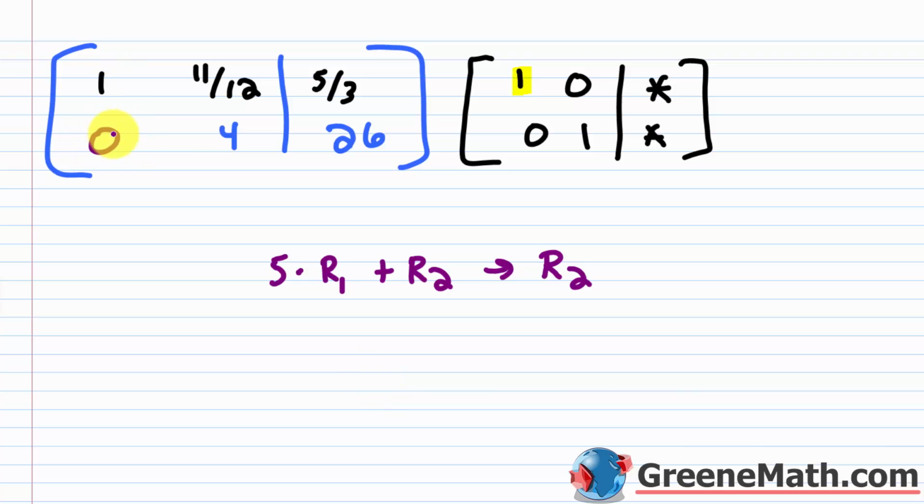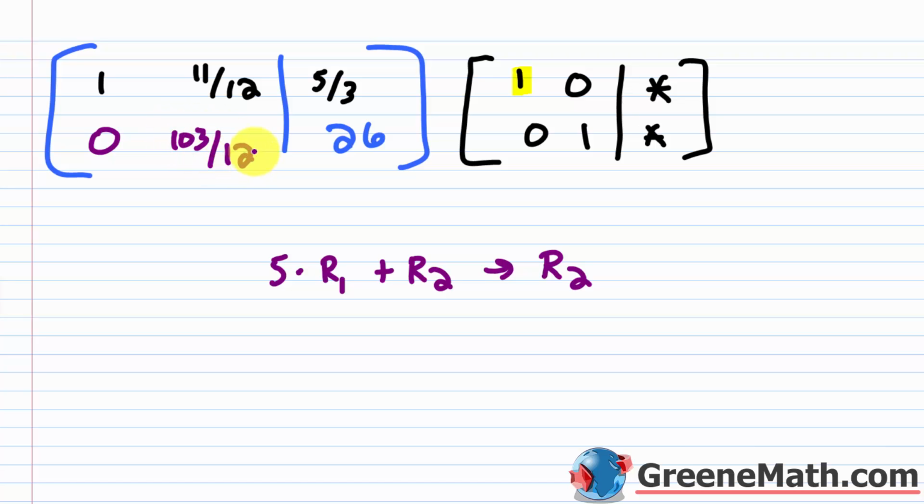Okay. And then 11 twelfths times 5, we know this would be what? This would be 55 twelfths. And then plus 4. To get a common denominator, I'd say this is 48 twelfths. So what's 55 plus 48? That's going to be 103. Okay, so this would be 103 twelfths.